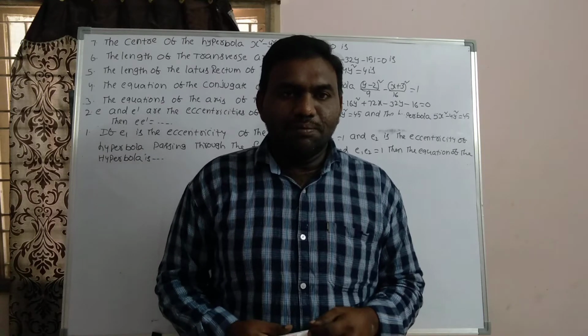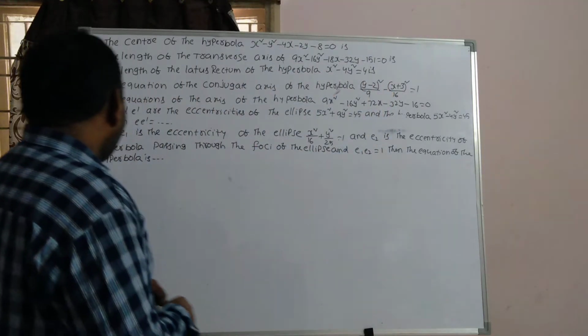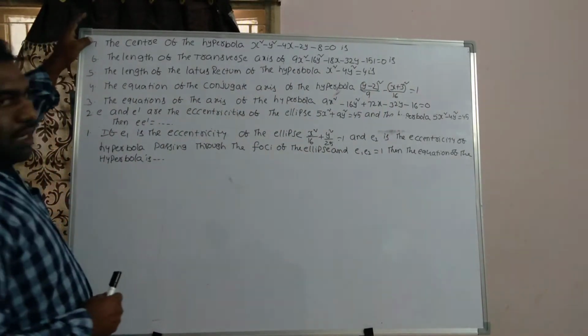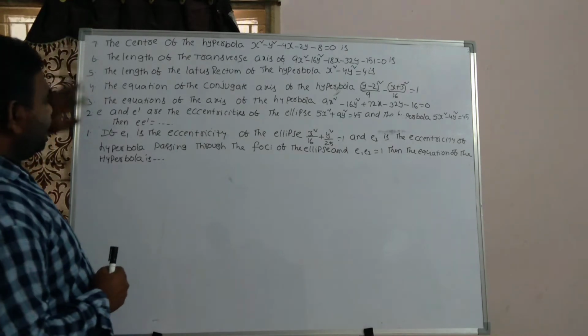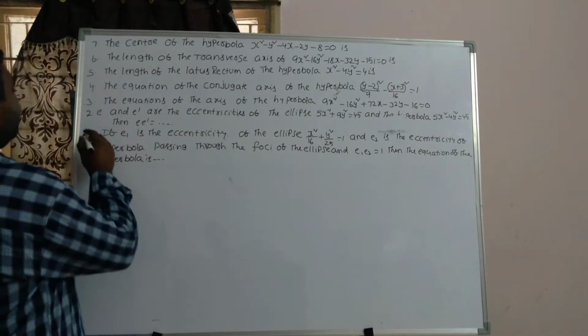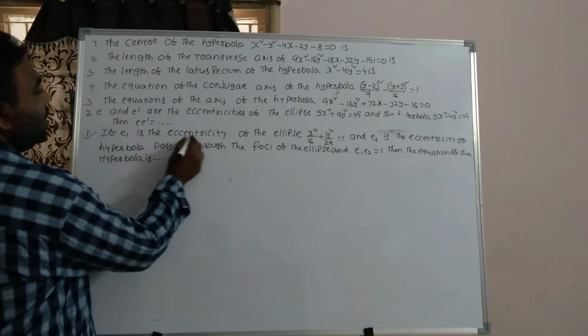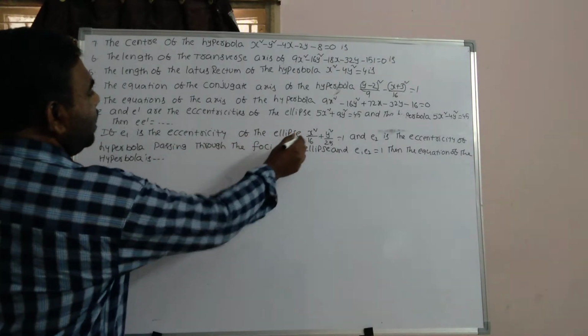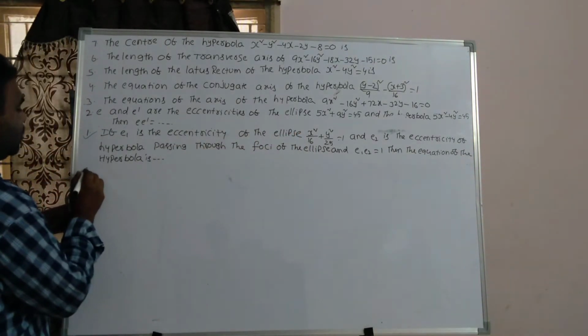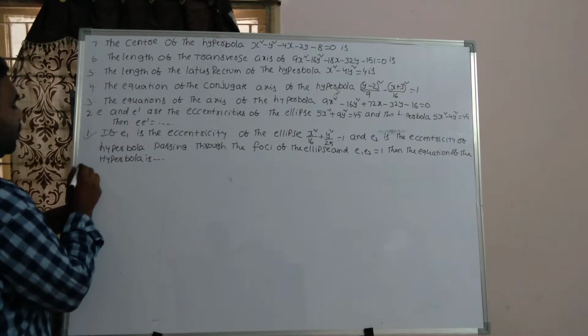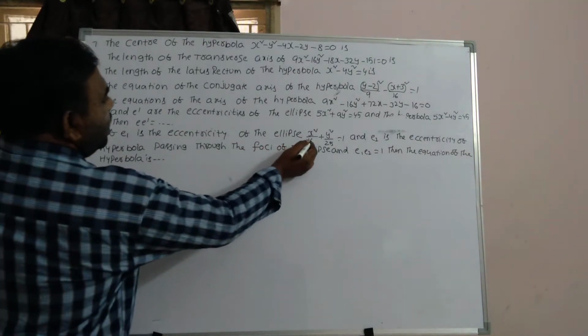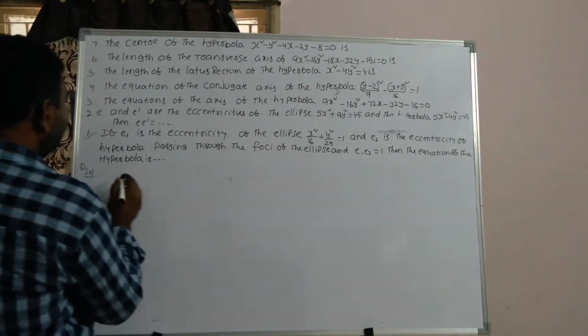Now I explain the problems. Today mainly I explain 7 problems. Okay, first one is here. E1 is the eccentricity of the ellipse. So here is the solution of 1. First of all, we find the eccentricity of E1.